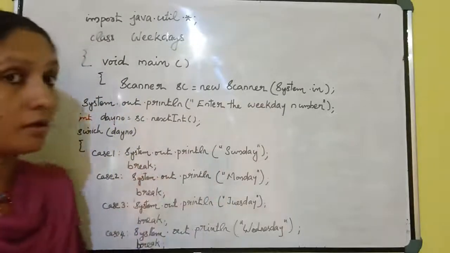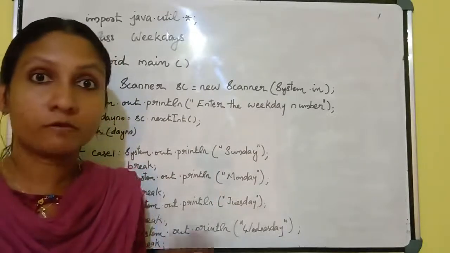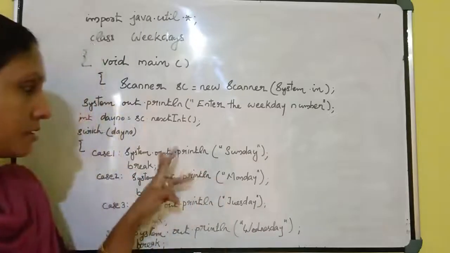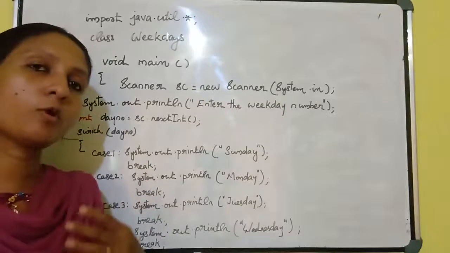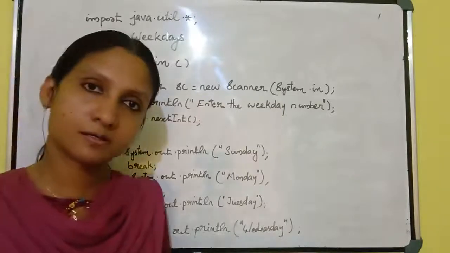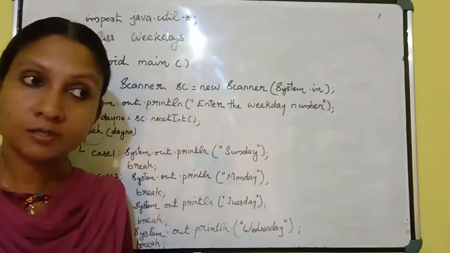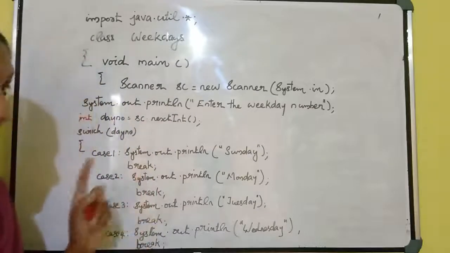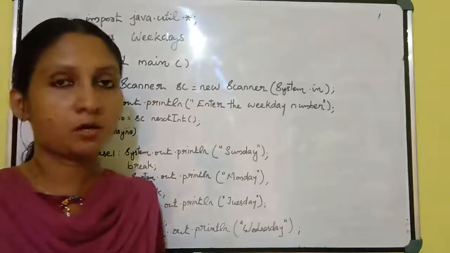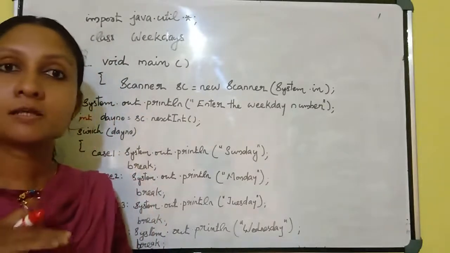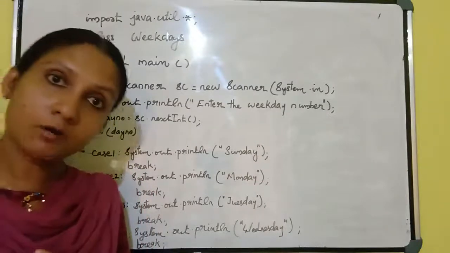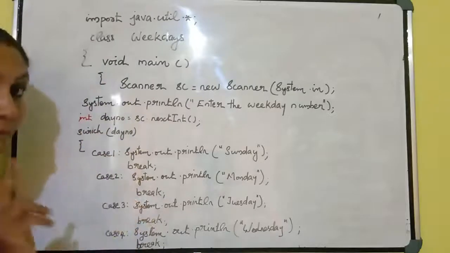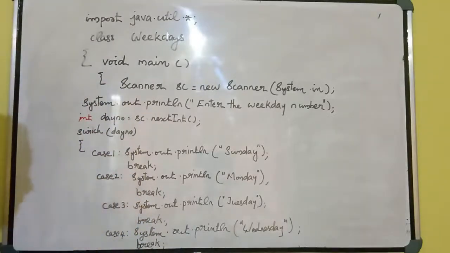Here, when the user types 1, we want to get Sunday. Then System.out.println Sunday. If more than one statement is there, we can write the statements here. After all the statements, you have to write break. That is also a must, because after the first case we need to go out of the switch. Because of that, you have to write the break statement, in small letters.